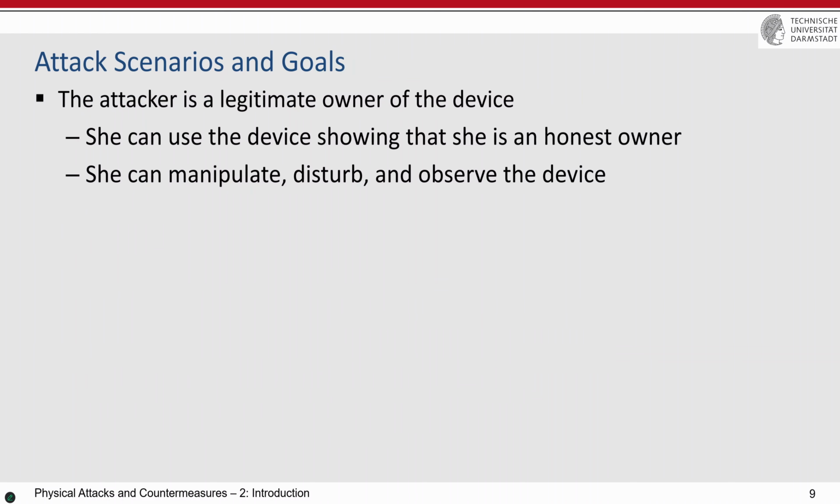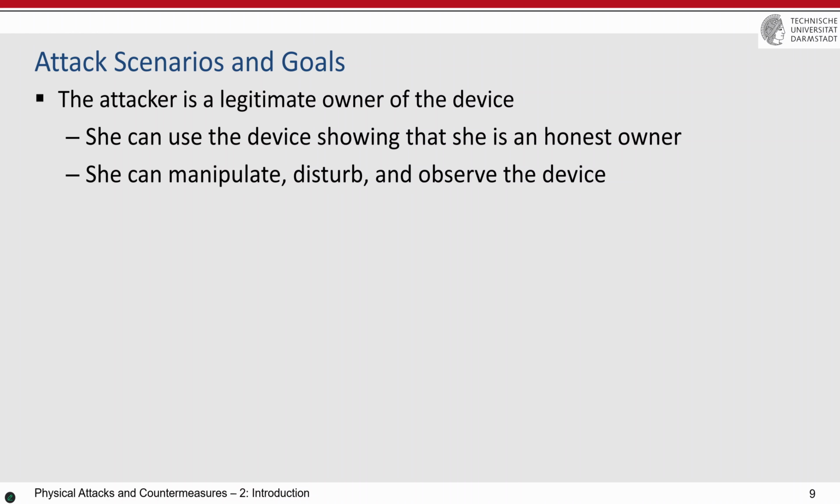Good. What are the attack scenarios and the goals? The attacker, this is our assumption at the first stage, is a legitimate owner of the device. It means the attacker can do anything with the device. The attacker can show that she or he is the honest owner, and also can manipulate, disturb, and fully observe the behavior of the device. It means that we do not put any limitations first on the attacker.